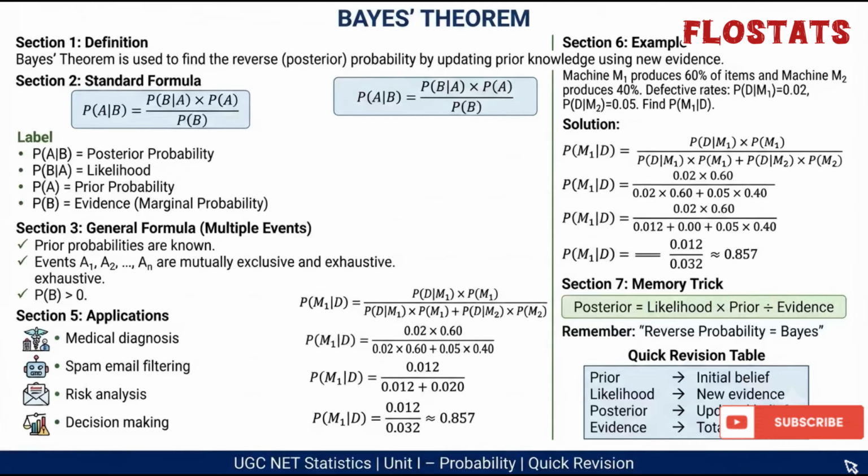Bayes' theorem is widely used in medical diagnosis, machine learning, spam filtering, and decision-making. Memory trick: posterior equals likelihood multiplied by prior, divided by evidence.